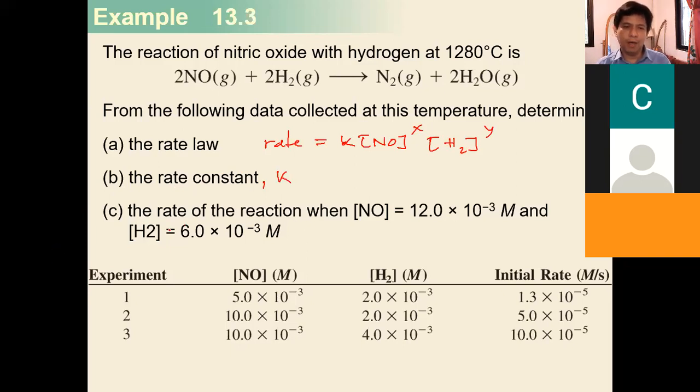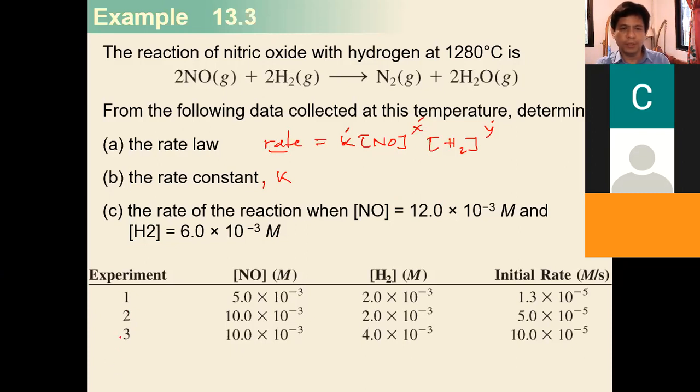Tapos, halimbawa, letter C, the rate of reaction when concentration of NO, nitrogen oxide, is equal to 12 times 10 to the minus 3 molar, and hydrogen gas is 6 times 10 to the minus 3 molar. So itong letter C, basically kung alam nyo na to, and then you also have the x and the y, substitute na lang dun, and then you're going to calculate the rate. Yun lang naman. Do you have any question regarding this problem? So let's try to solve this.